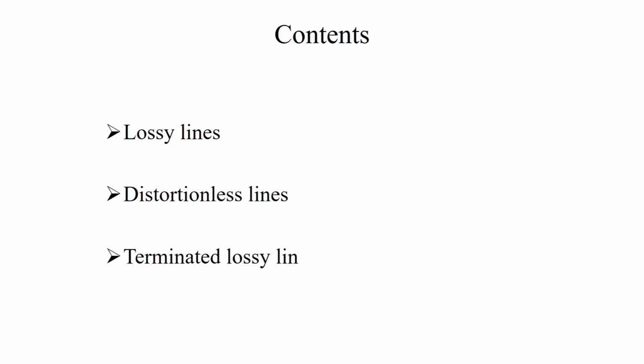In the previous lecture, we discussed wave propagation in a transmission line and particularly focused on the characteristics of the lossless line. In this lecture, we discuss the lossy transmission line. We discuss a special form of lossy line which is called the distortionless line, and we also discuss the terminated lossy lines.